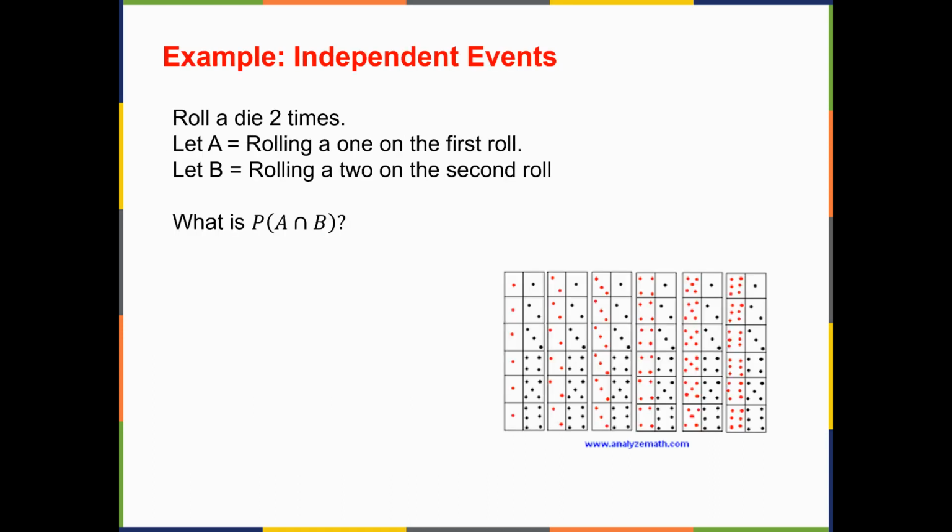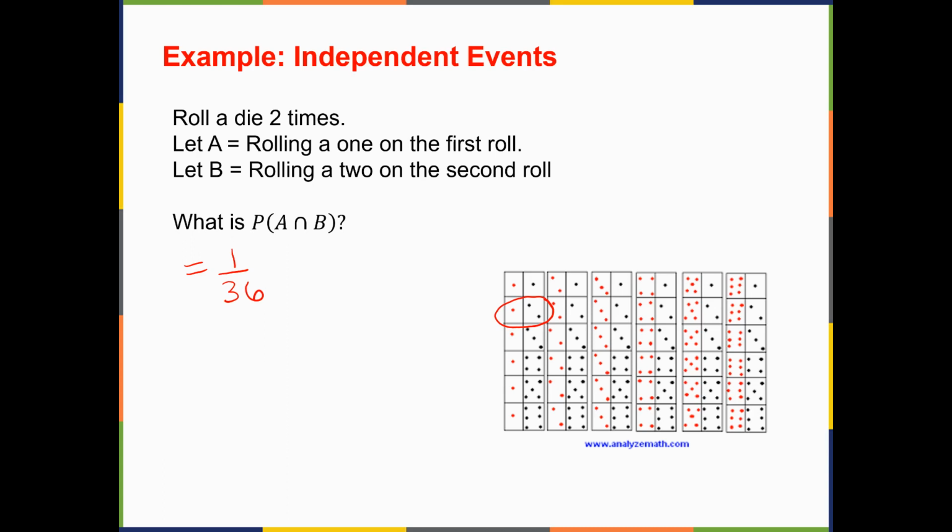Let's do an example of independent events. Let's roll a die 2 times, and here's my nice pretty sample space down here on the bottom right. Let event A be rolling a 1 on the first roll, and let event B be rolling a 2 on the second roll. What is the probability of rolling a 1 on the first roll and a 2 on the second roll? Well, there's only one way to do that. So we could compute this by just actually counting up how many times that event occurred without using our formula. And we know that happens 1 time out of 36, right? By just looking at the sample space.